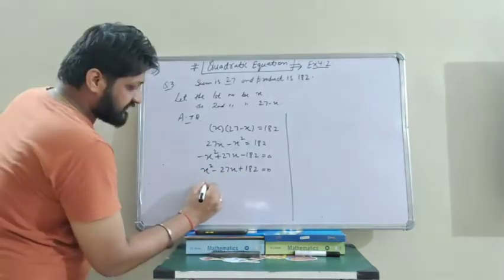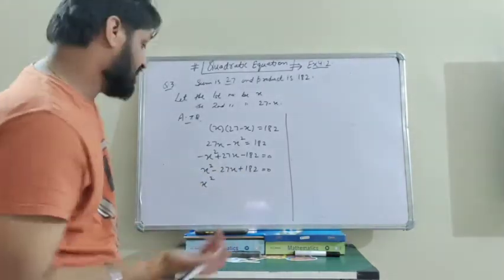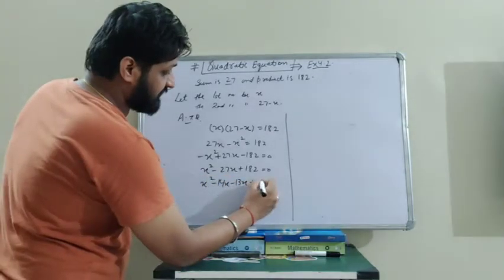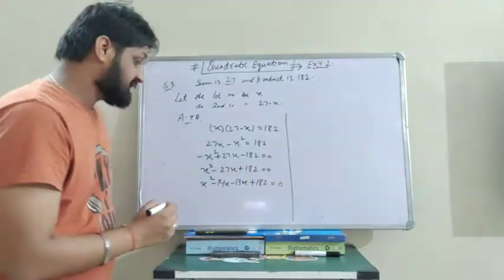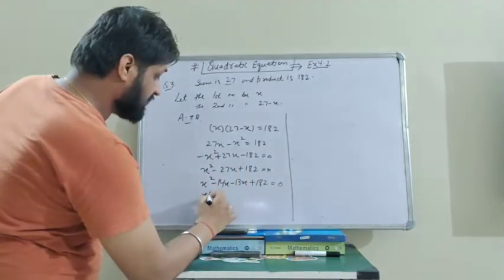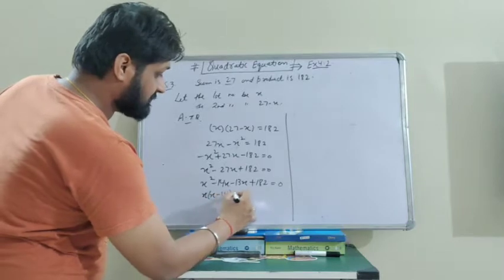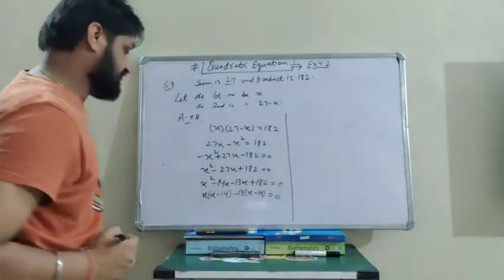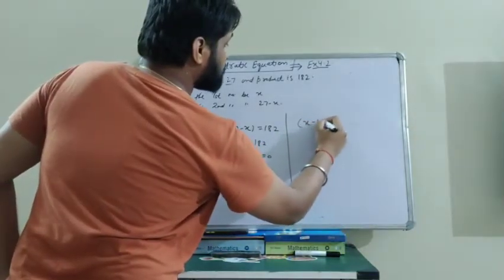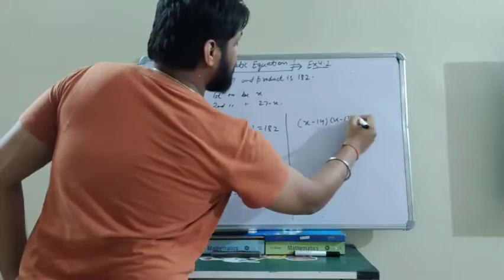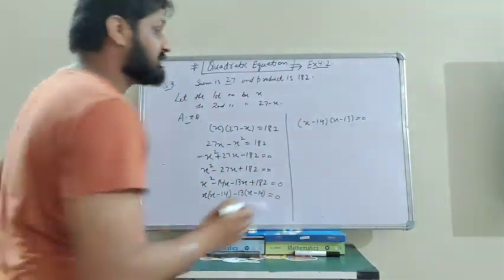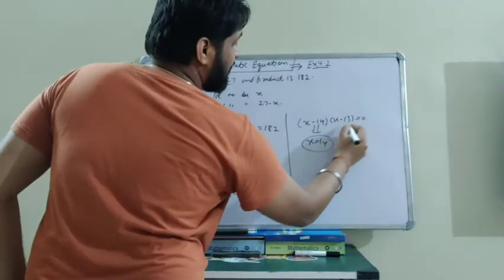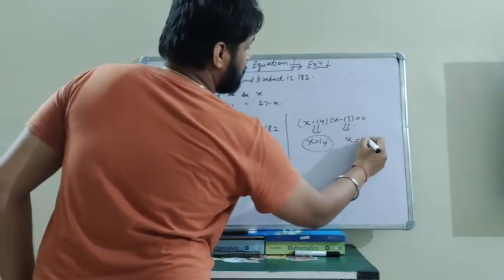So how we will do it is, x square minus 27x may be split as minus 14x and minus 13x plus 182, that is equal to 0. So what's common here? x is common, x minus 14, minus 13 is common, x minus 14 is equal to 0. So here it is x minus 14 and x minus 13, that is equal to 0. So one by one put both the terms equal to 0. When this is equal to 0, we get x is equal to 14, and when this is equal to 0, we get x is equal to 13.